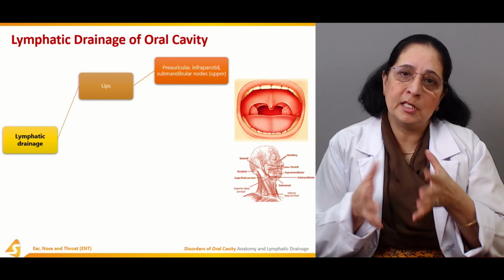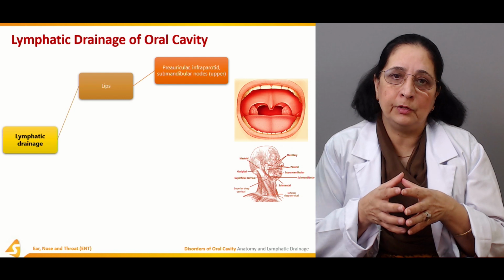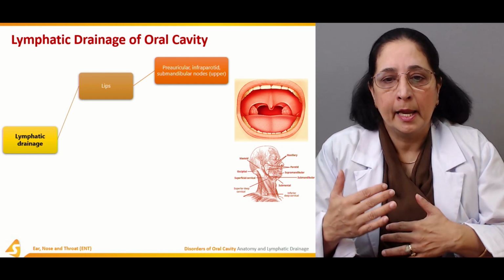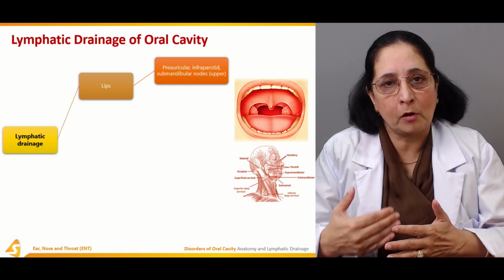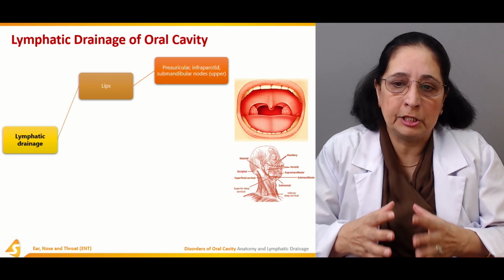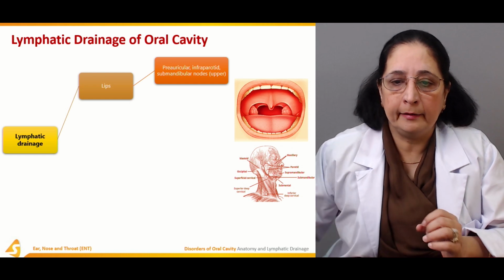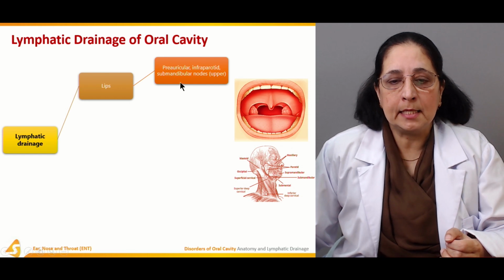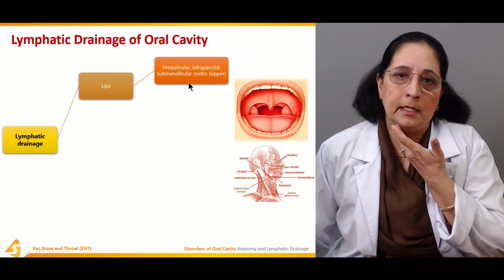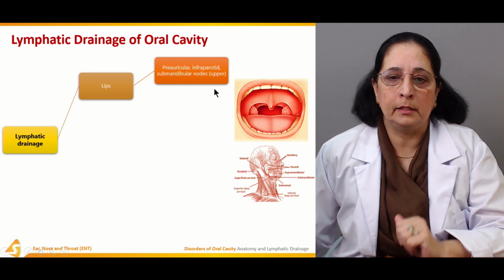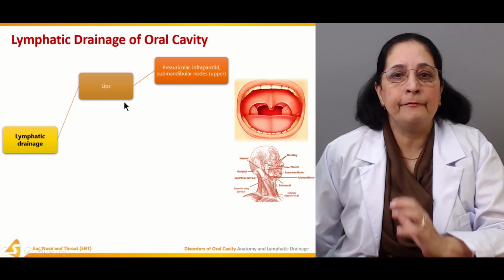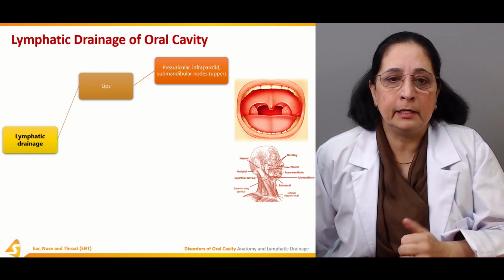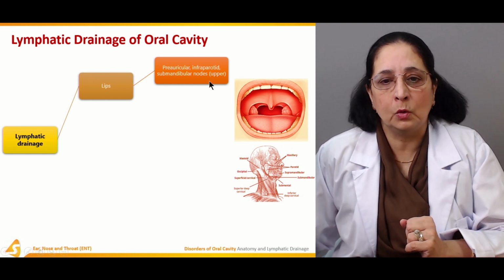infraparotid. All these words are more or less self-explanatory, because if you divide them into two word parts, infra is below, parotid is for the parotid gland, which is the major salivary gland. So we have infraparotid lymph nodes. Then the submandibular. Submandibular is below the mandible. All these are the lymph nodes where the lymphatic drainage of the lips goes.